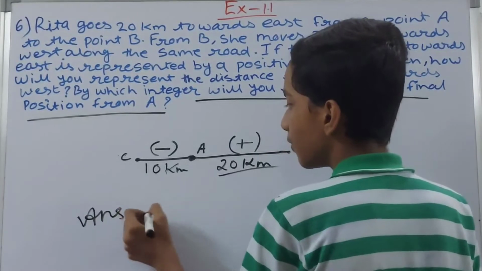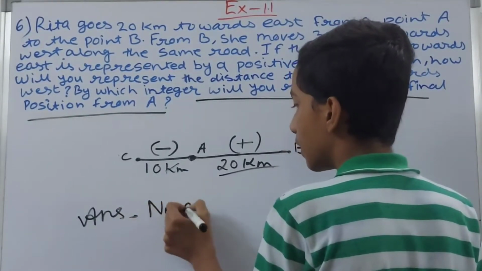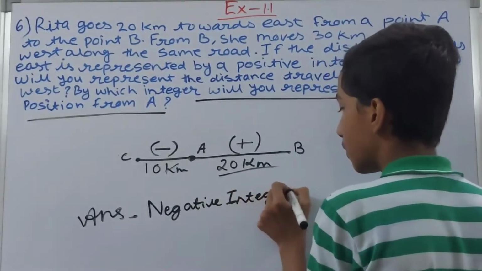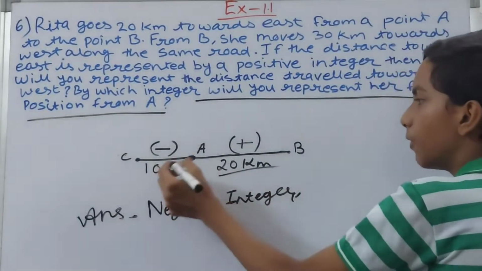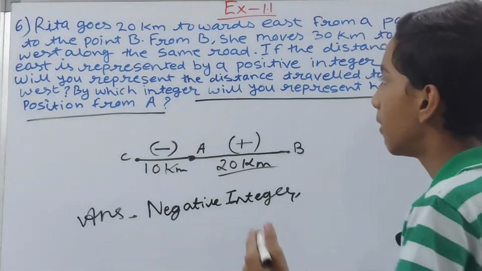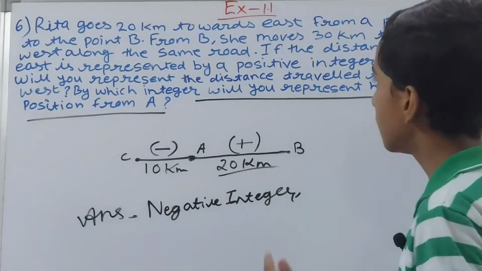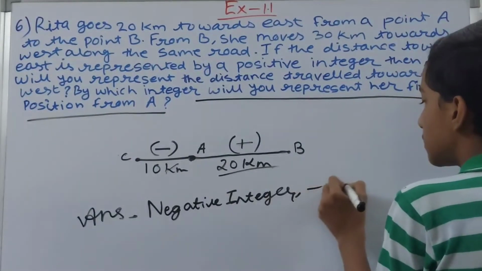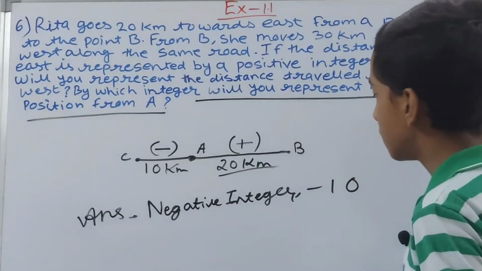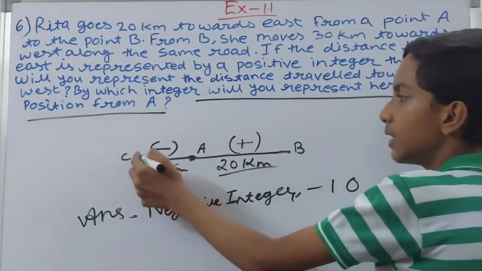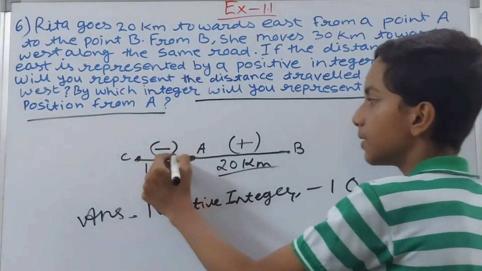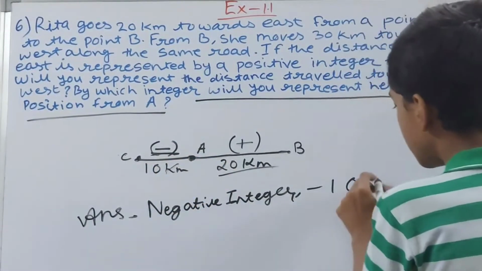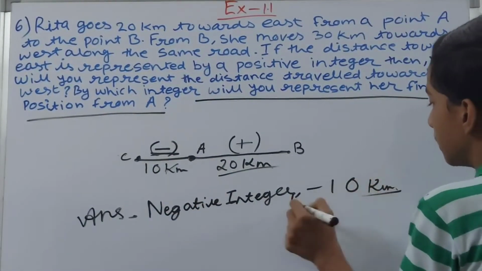Answer will be, first of all, we use the negative integer for answering the first question, and then for the second, that is by which integer will we represent her final position from point A, that will be minus 10. Okay, why am I using minus here? Because it is in the western side, and for the western side we have used the minus sign, and this is 10 kilometers. So minus 10, or you can write the unit as well, kilometers.